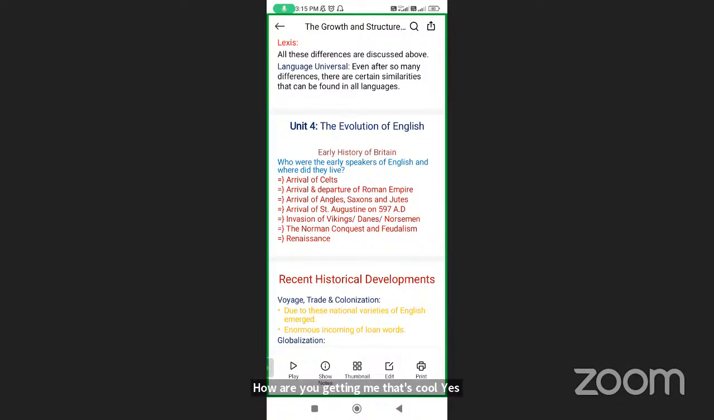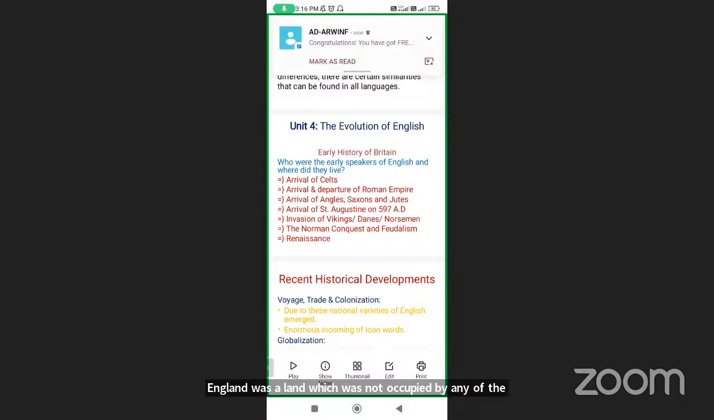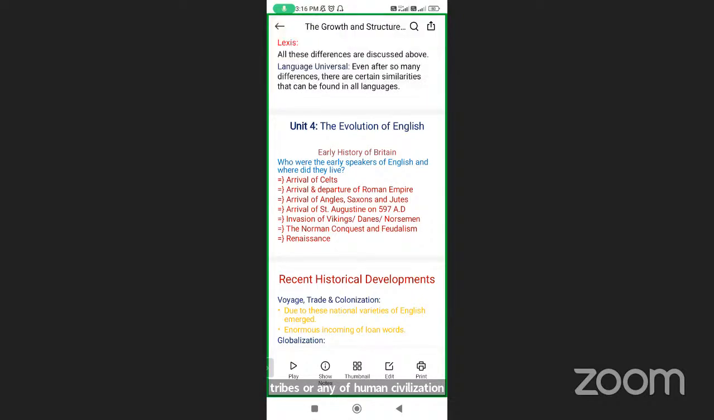Yes, sir. Okay. Now let me take you back to the genesis of that particular land known as England. We are counting the dates after the birth of Christ, or after BC, as we used to say. BC means before Christ, and AD means after Christ. So it's 2022. Before 2022 years, England was a land which was not occupied by any tribes or any human civilization. So England was an open land, and during that time, shifting cultivation was happening.